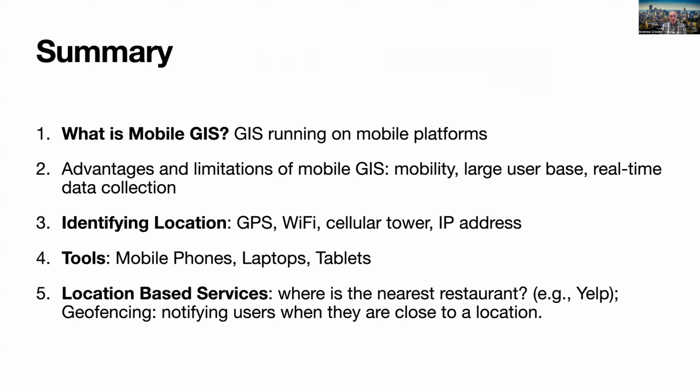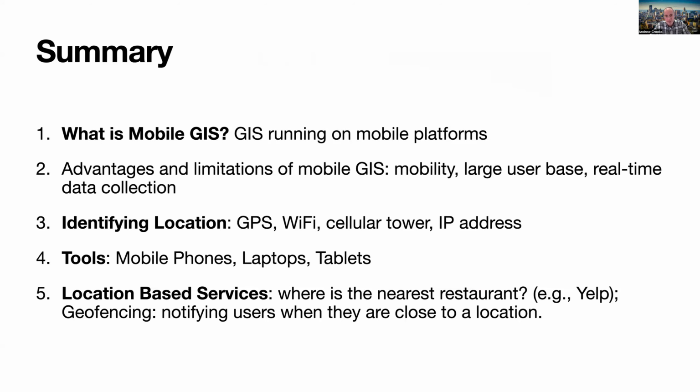Mobile GIS has been enabled through our ability to identify location. We can identify location through GPS, through Wi-Fi, through cell towers, through IP addresses. There are many different ways of identifying where we are located. There are a lot of tools out there for mobile GIS. That includes our phones, our laptops, but of course phones have small screens, laptops are heavy, and tablets are sort of that intermediate ground. We can farm things out through web pages, or we can use dedicated apps like Yelp, for example, which has a dedicated app, or Survey123 from ArcGIS.